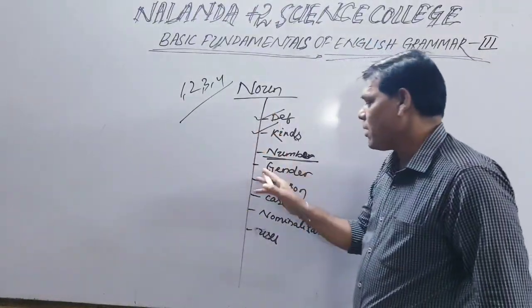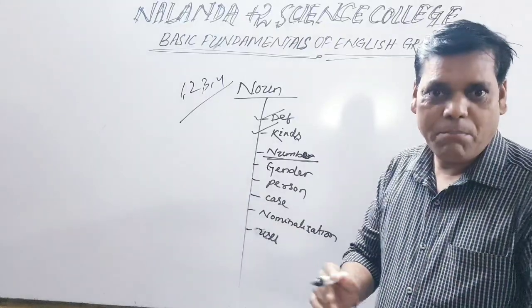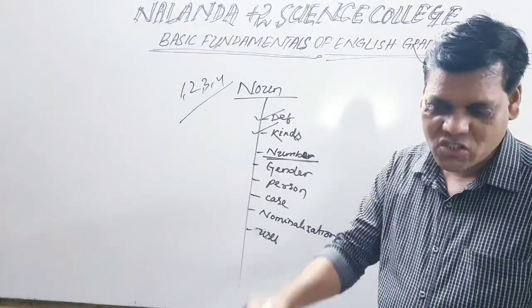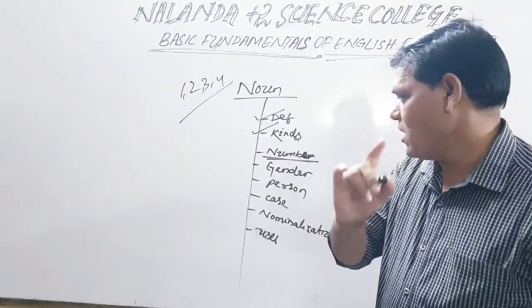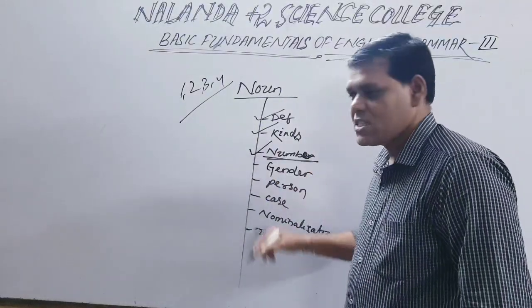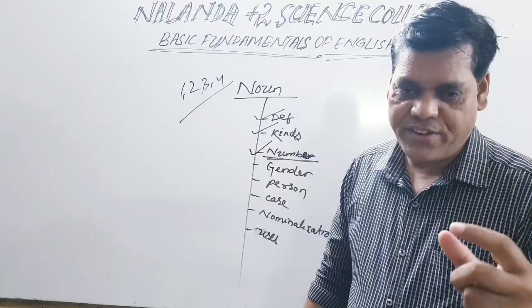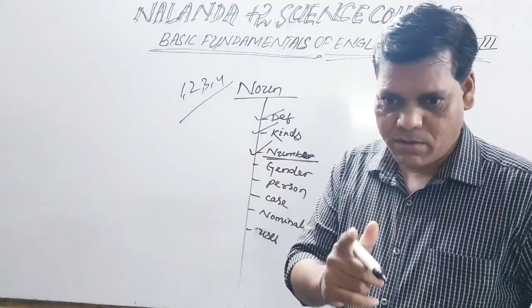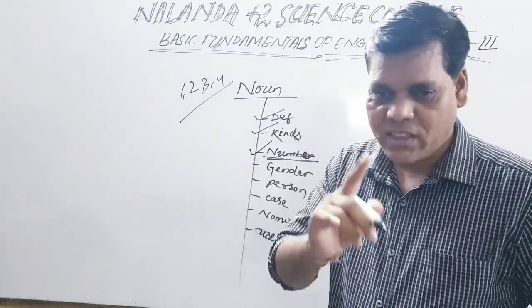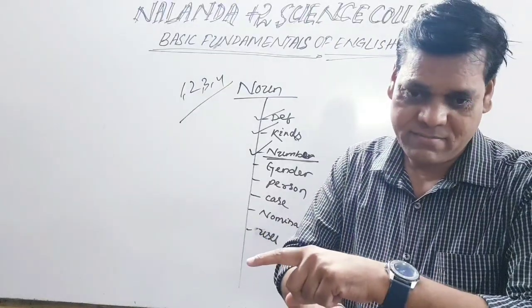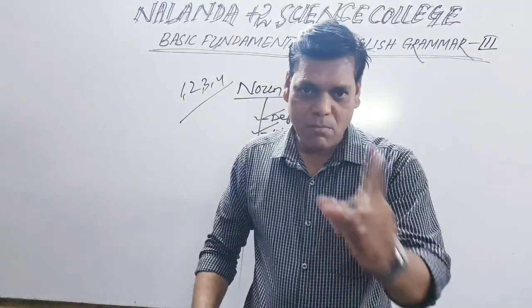But what is number in noun? A great question is before us. To clear it, number means accountability of a noun. What is accountability? Accountability means counting the noun, whether the noun is one or more than one.